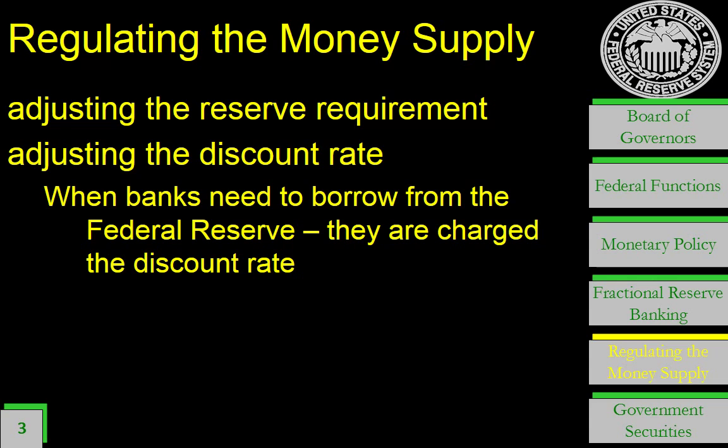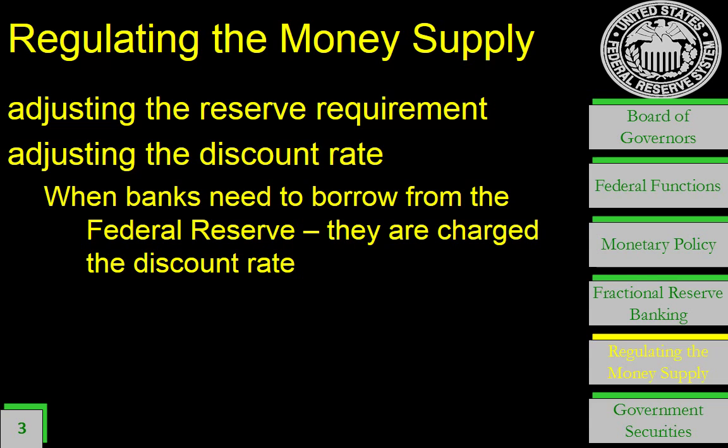So another way that the Federal Reserve can adjust what happens is to play with the discount rate. The discount rate is when banks need to borrow from the Federal Reserve. And as they borrow, the Federal Reserve is going to charge them interest.